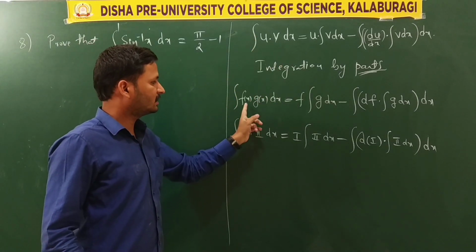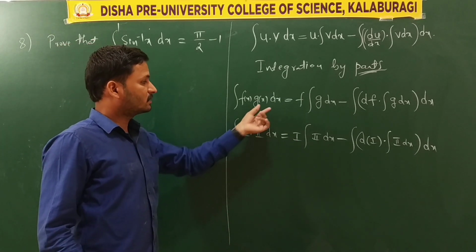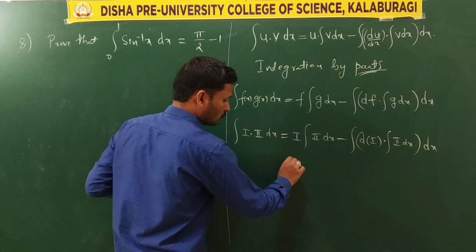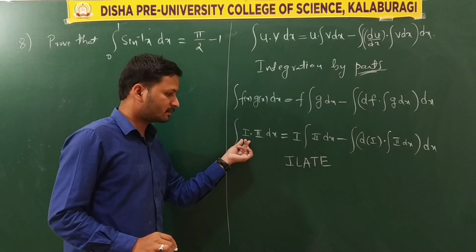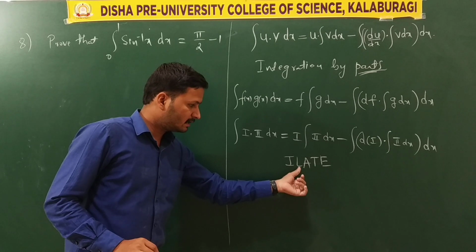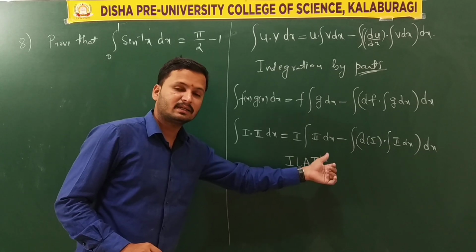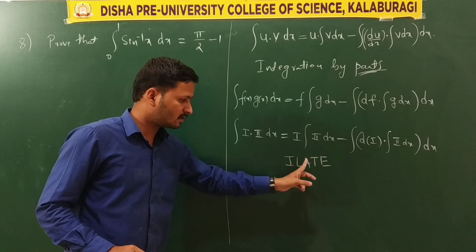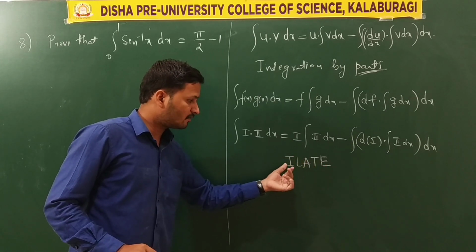Here I have taken uv, and here f of x into g of x as the first function and the second function. So which should be taken as the first function and which as the second? It depends on the ILATE rule. Here I is inverse function, L is logarithmic function, A is algebraic function, T is trigonometric function, E is exponential function: inverse, logarithmic, algebraic, trigonometric, and exponential. We need to observe which function comes first.